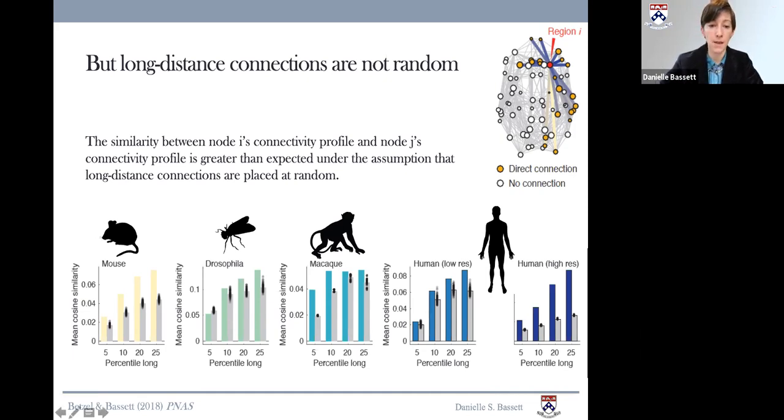So I just walked you through the mouse, but I just want you to look at the Drosophila as well. Notice the higher green bars than the gray bars, same with the macaque. Same with the human at low resolution imaging and at high resolution imaging. The most striking data is here from the human, where the cosine similarity in the true data is so much higher than in the randomly rewired network.